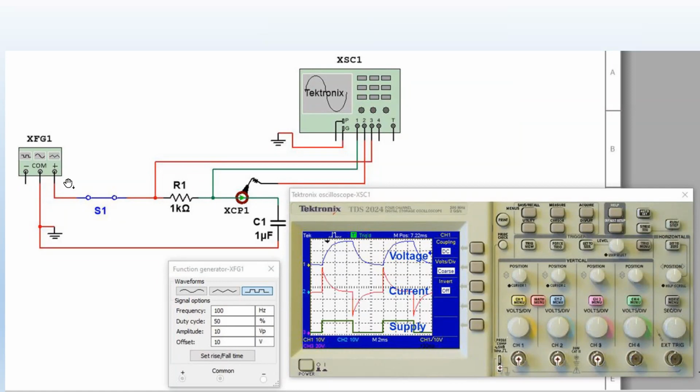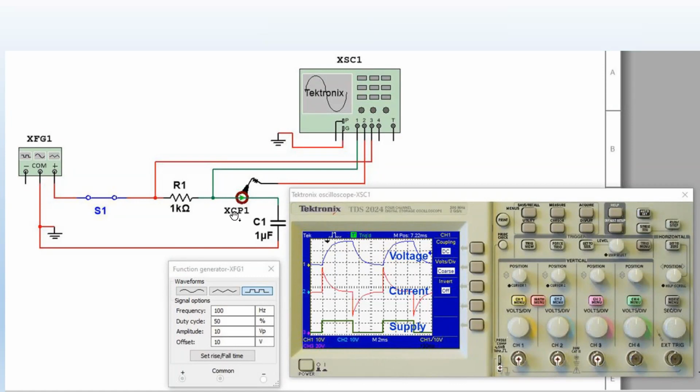What do we have here? We have an AC source, a switch, a resistor to provide some limitation to the current, and a capacitor, and they're all in series. The resistor value is 1 kilo ohm, which is 1000 ohms. Now here, if you don't know what that is, in Multisim you can get something called a current probe.